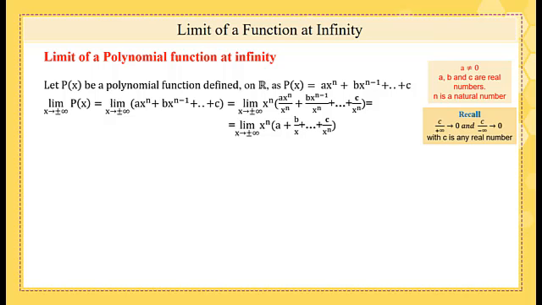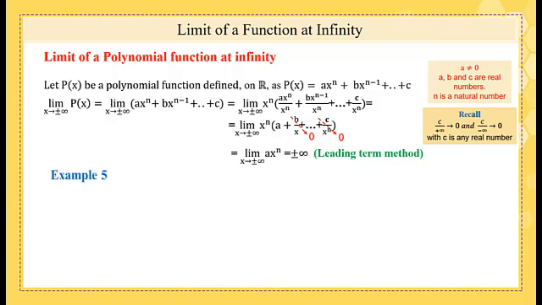Don't forget that c over plus infinity and c over minus infinity tends to 0, where c is any real number. So b over x tends to 0. c over x^n also tends to 0. There's still only a x^n, so the limit of a x^n as x tends to plus or minus infinity is plus or minus infinity. And this way is called the leading term method.